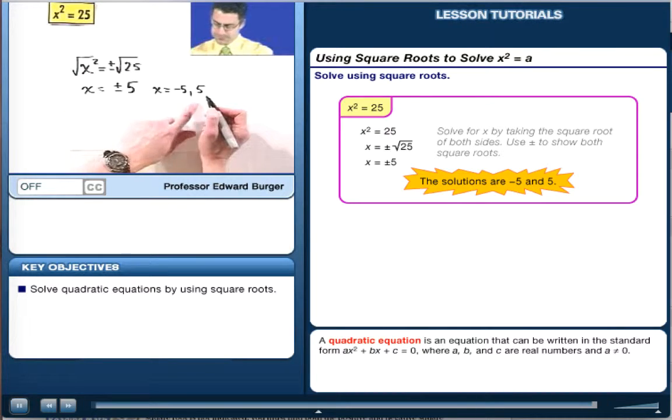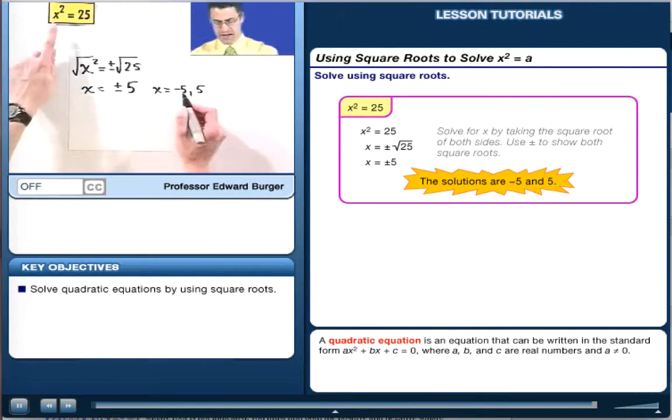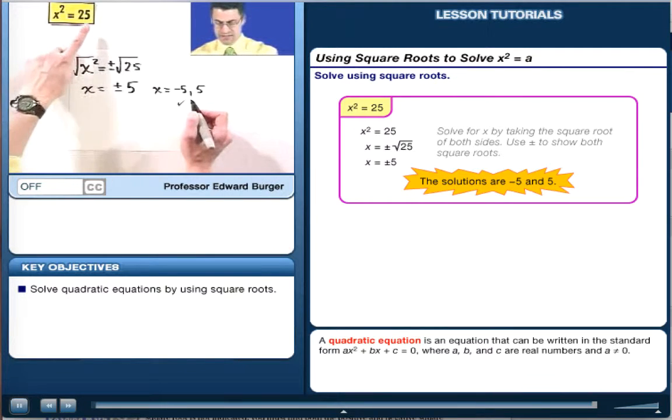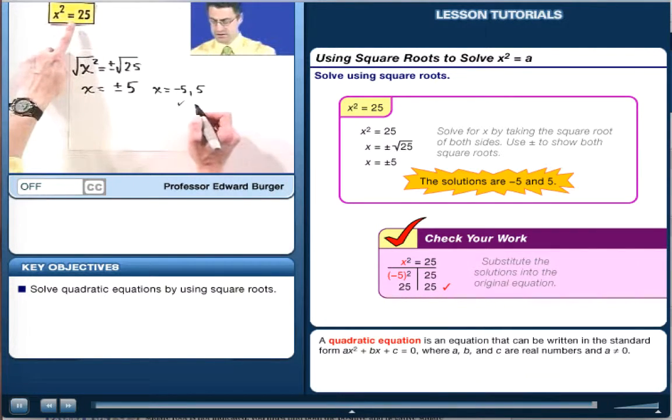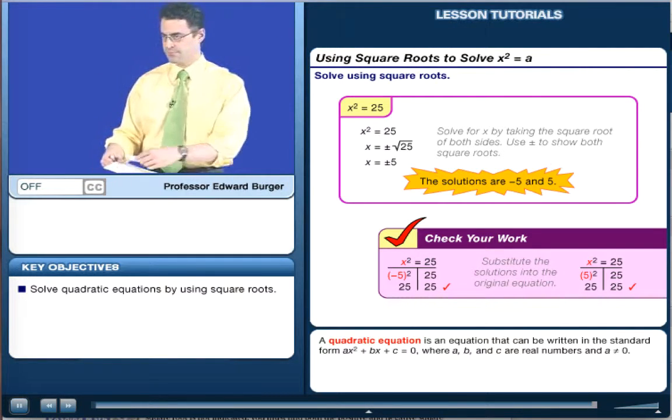And so now, what do we do? Well, I can check the answer. I can put in negative 5. Negative 5 squared is 25. That checks. Put in 5 squared, 25. That checks. So we're in good shape. Let's try another example.